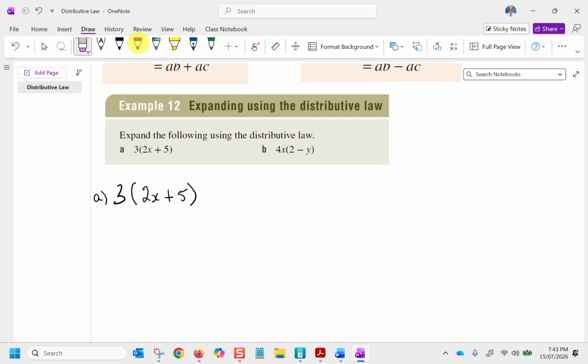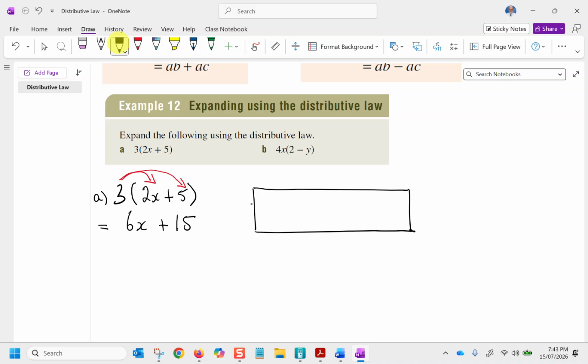Now, one of the ways to set this out is to imagine 3 multiplied by 2x followed by 3 multiplied by 5. So 3 multiplied by 2x is 6x, and then we copy the addition sign, and 3 multiplied by 5 is 15. Another way we can imagine this is to draw a rectangle.